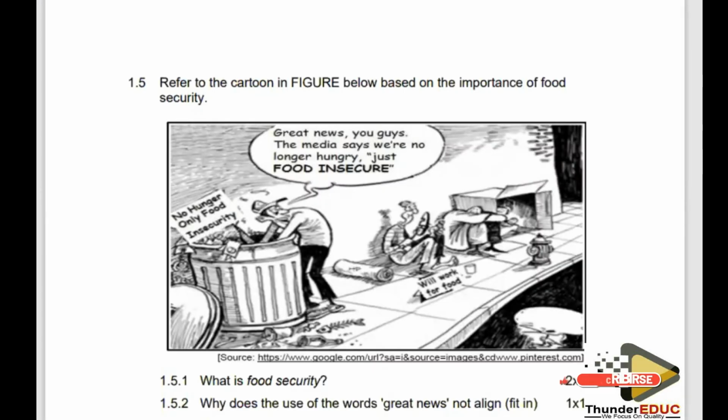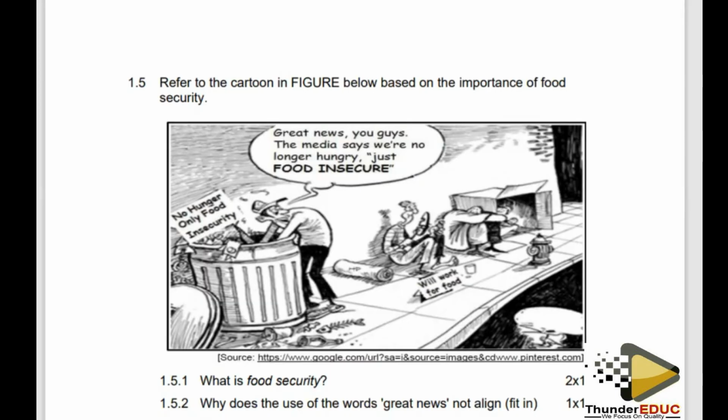Question 1.5 says, refer to the cartoon in the figure below based on the importance of food security. As you can see, you can note some information down. The cartoon says: No hunger, only food insecurity. Good news, you guys. The media says we are no longer hungry, just food insecure. And down here you can see it says we'll work for food.